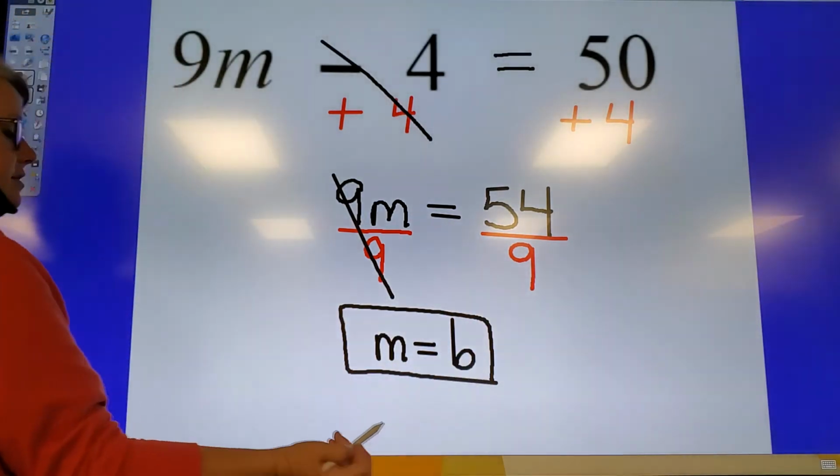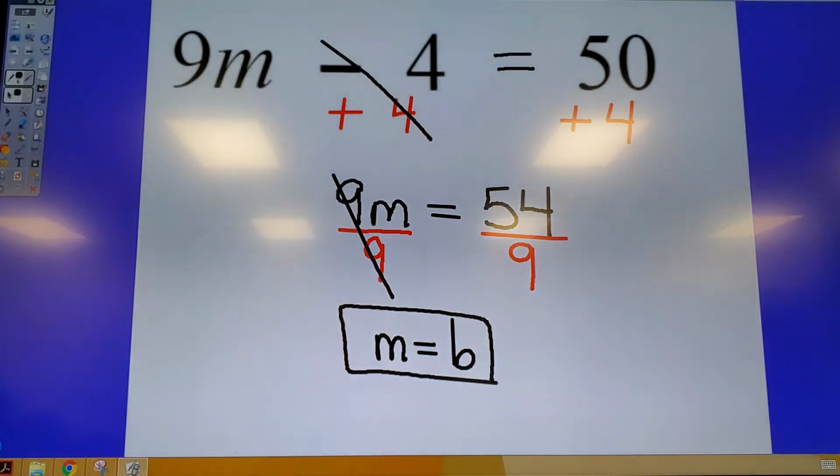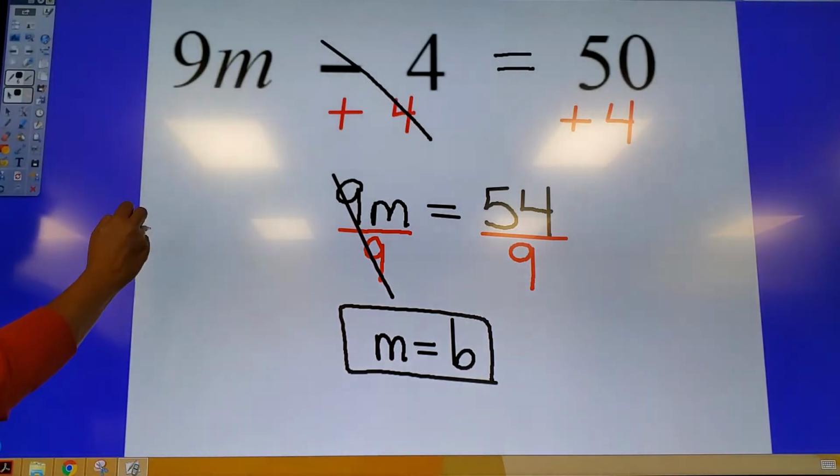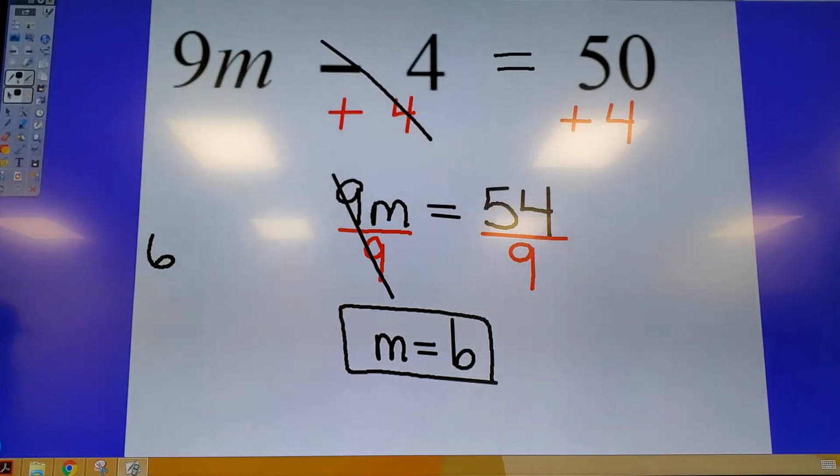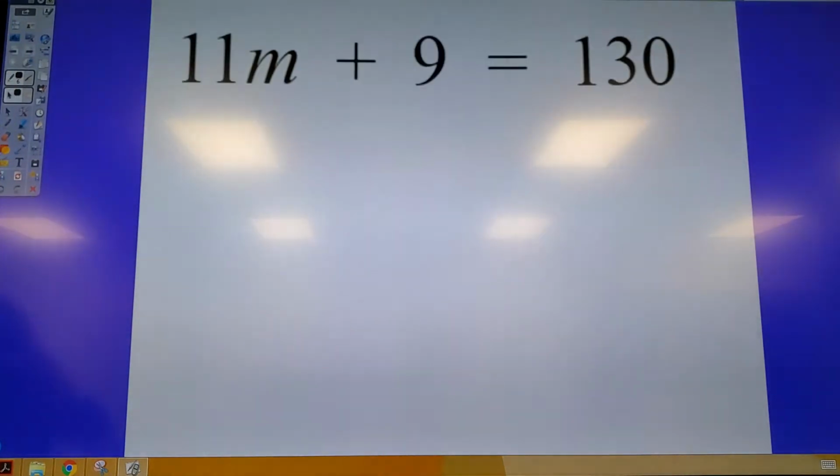Now, in previous years, when you just submitted a paper to me, I wanted m equals 6. However, this year, because we have to use Google Forms, I want only, on the Google form, just a 6. Okay, so when you're putting your answer into the Google Form, you're only putting 6. You're not putting m equals. Hopefully that'll alleviate some issues with people entering answers incorrectly. Okay. All right, let's look at this next one.